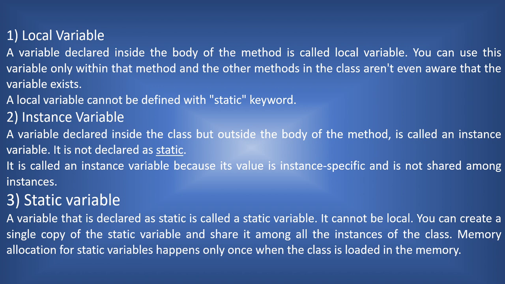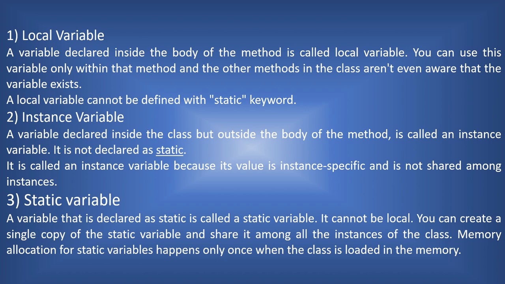Local variables are those variables which are declared inside the body of a method. That is, we can use this variable only within that method, and other methods in the class are not aware that the variable exists. A local variable cannot be defined with the keyword static. These are the things we need to remember about local variables. A variable which is declared inside the body of a method, within the opening and closing braces, is called a local variable.